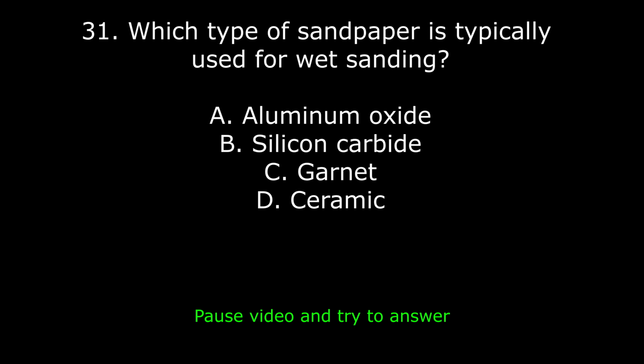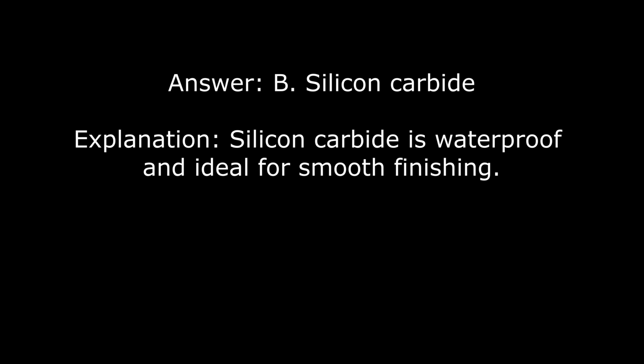31. Which type of sandpaper is typically used for wet sanding? A. Aluminum oxide, B. Silicon carbide, C. Garnet, D. Ceramic. Answer: B. Silicon carbide. Explanation: silicon carbide is waterproof and ideal for smooth finishing.